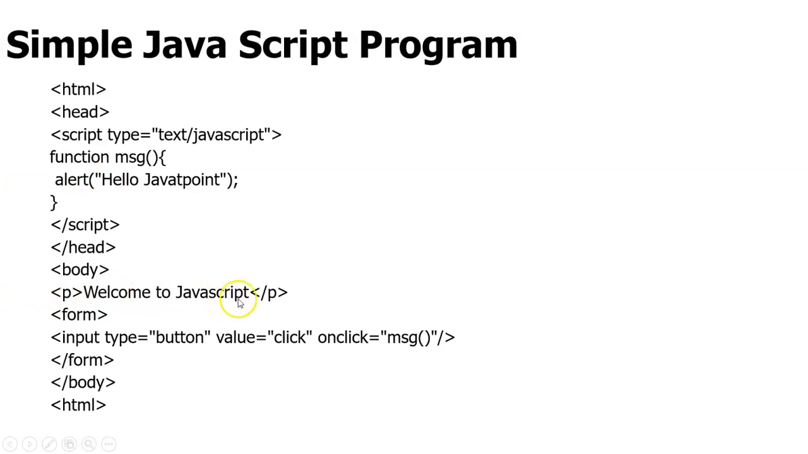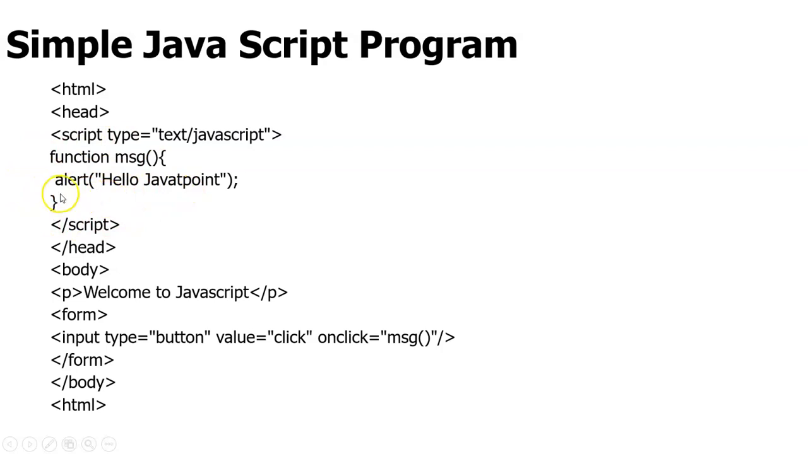Here I have a welcome to JavaScript message. I'm creating a form tag, with an input of type button. Inside that form, I have only a button, and that button will call the message function. The value written inside the button is click. When I click that, that's why we have used onclick. On clicking that particular button, I want this function to be executed. When I click the button, it will call this function. What does this function contain? Some alert message.